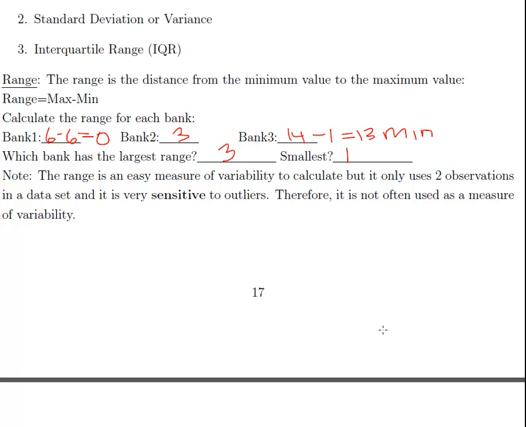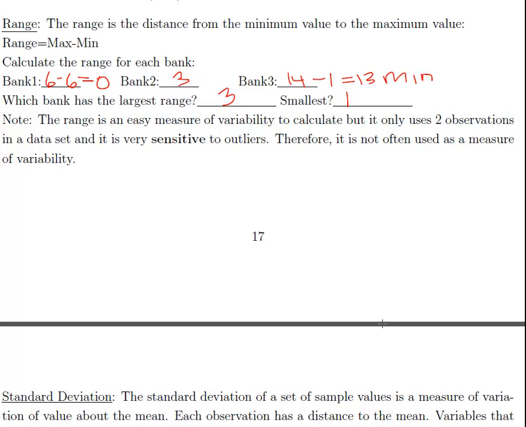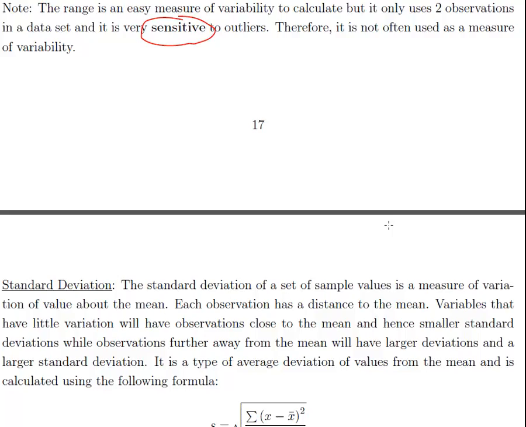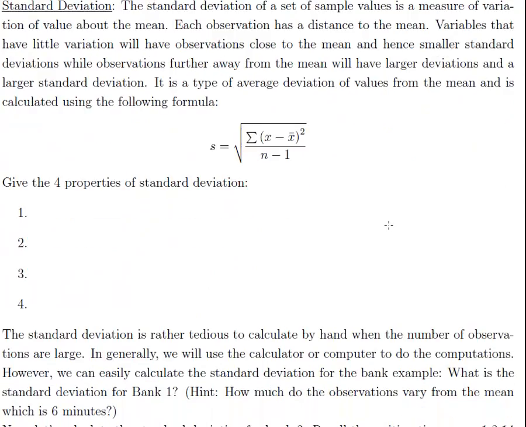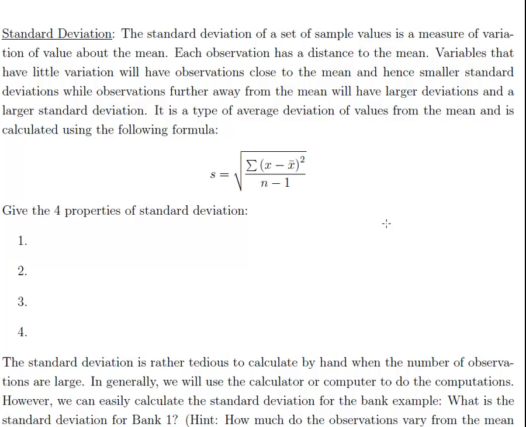So the range, although it's very easy to calculate, happens to be very sensitive to outliers, and that's because it uses only 2 numbers, the max and the min, so any outliers that happen to be in the data set are going to be used in calculating the range. So the standard deviation is a more common measure of variation that we use. And what we do with the standard deviation, we calculate it using this formula right here. And we look at the deviations from the mean. And so it calculates the distances from the mean.